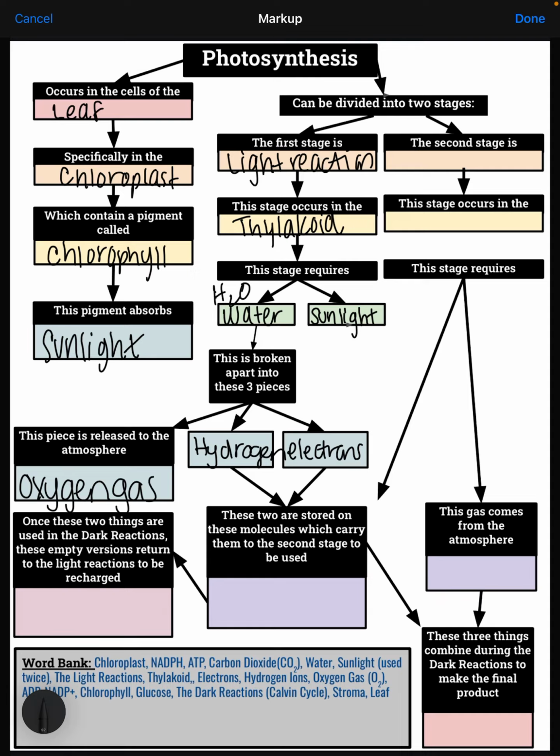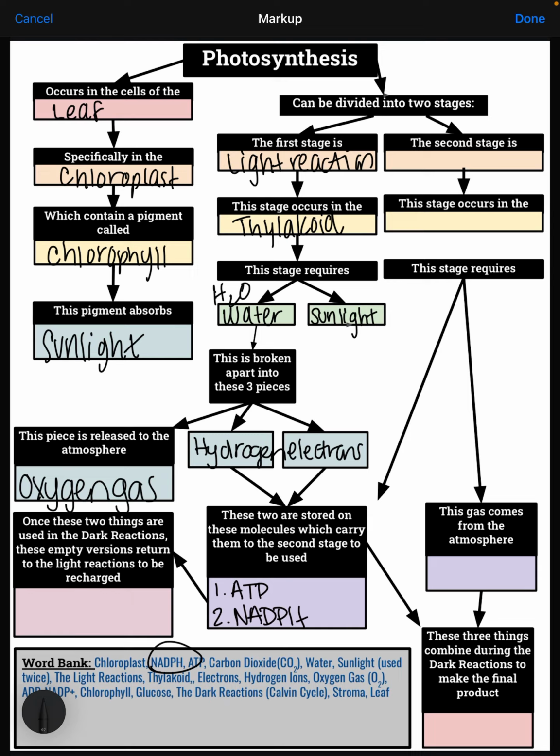Now, when we break these down into oxygen gas, hydrogen, and electrons, we have to store these molecules on some electron carriers. Those two electron carriers are that charged battery called adenosine triphosphate, or ATP, as well as NADPH, okay, right here. We're going to come back to these two things because the dark reaction uses these two things, and then its empty or dead version has to be recharged, and we're going to come back to that in just a moment.